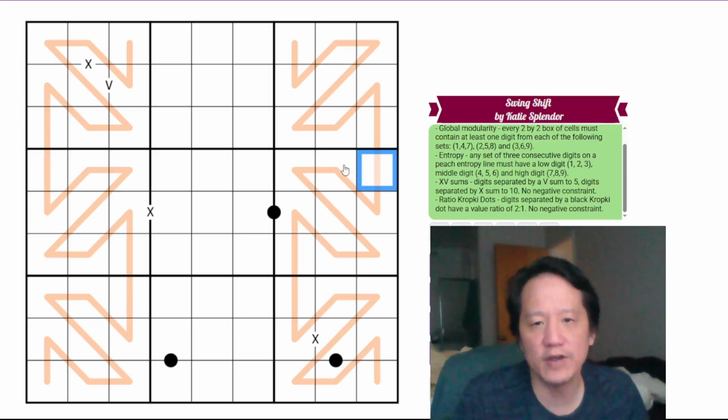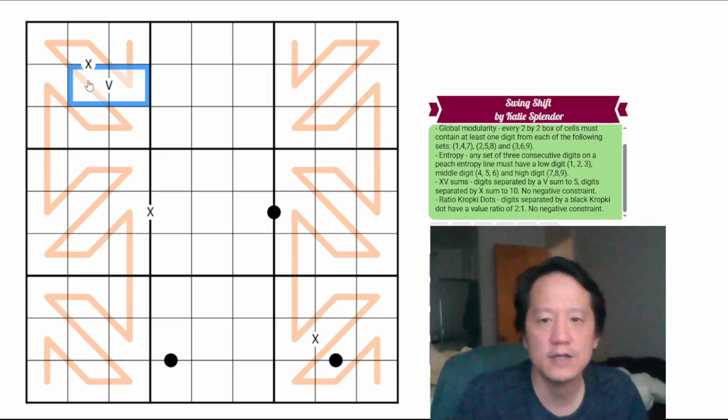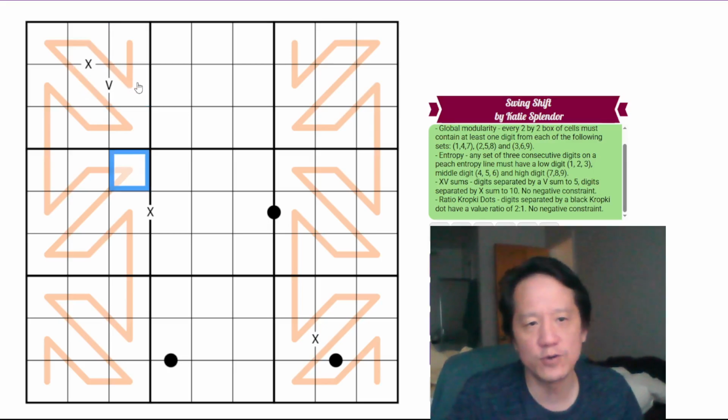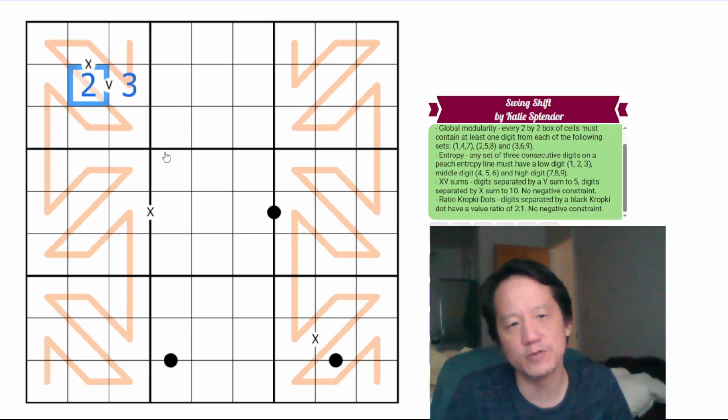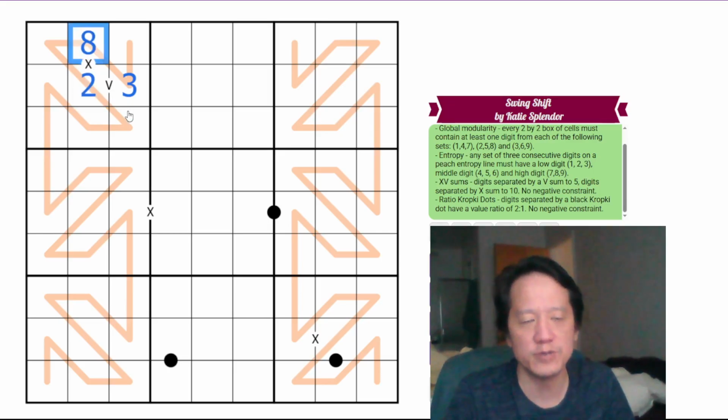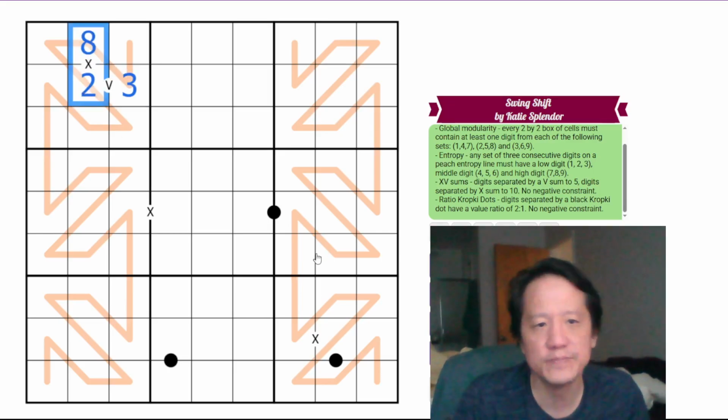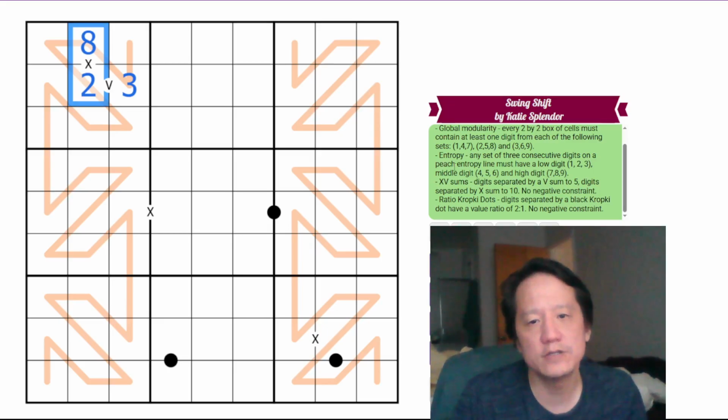We also have XV sums, where digits separated by a V sum to 5, and digits separated by an X sum to 10. There is no negative constraint, so that means we just have information here. So for example, if this were a 3, this would have to be a 2 to add up to 5. If that were 2, then here, that would force this to be 8 to add up to 10. And those are the XV rules.